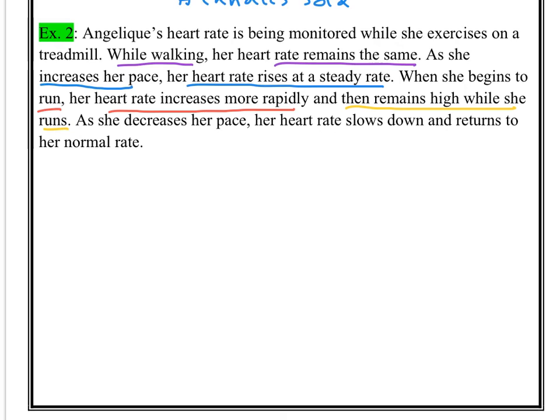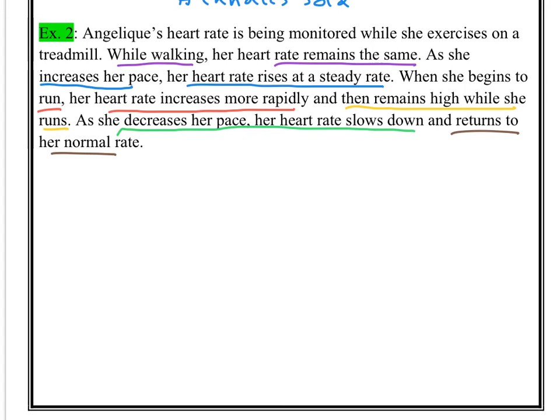So as she decreases her pace, her heart rate slows down and then returns back to her normal rate. We're going to go back down to purple, and it returns to her normal rate. Actually, that's going to be a lower rate than her walking, because walking is going to increase her heart rate. So let me give it one last color. And there's a reason why I'm color coding this. So this is her normal rate.